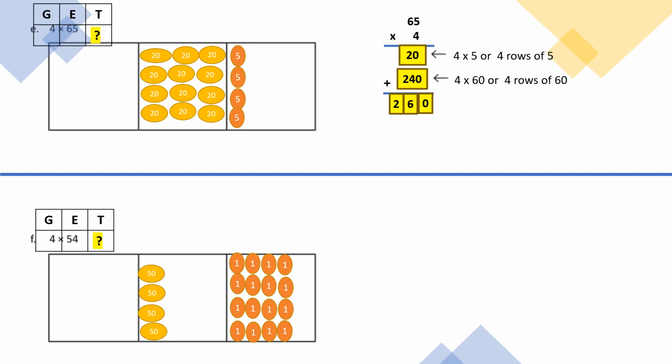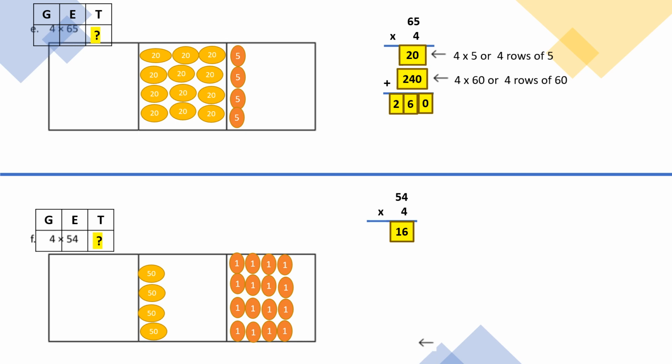All right, now that we have 4 rows of 54, let's go ahead and write our problem down vertically so that we can solve. 54 times 4. Well, let's start with our ones place. We have 4 rows of 4, or 4 times 4. What's the total for 4 rows of 4, or 4 times 4? And if you need a little help, you can count those ones discs in the ones place to get your answer.